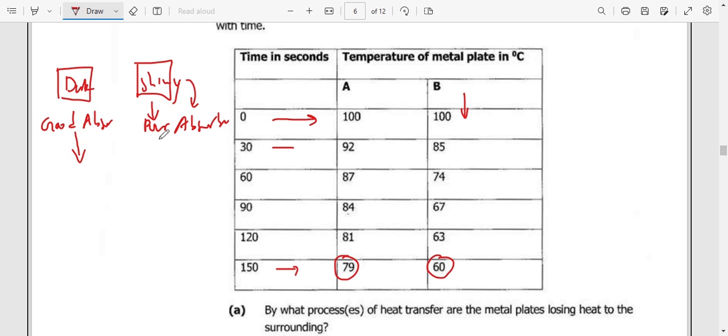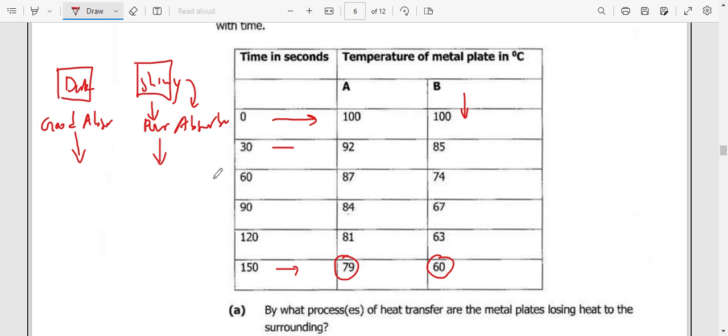And then this one, which is very difficult to absorb heat, when it absorbs heat, it is very difficult for the object to release that heat. That is why when you are putting on a white shirt and it is hot, you are going to feel very, very hot.